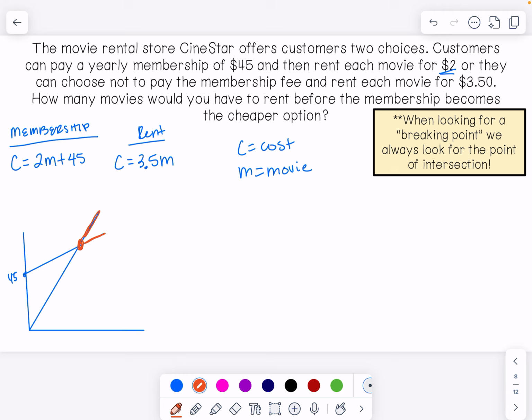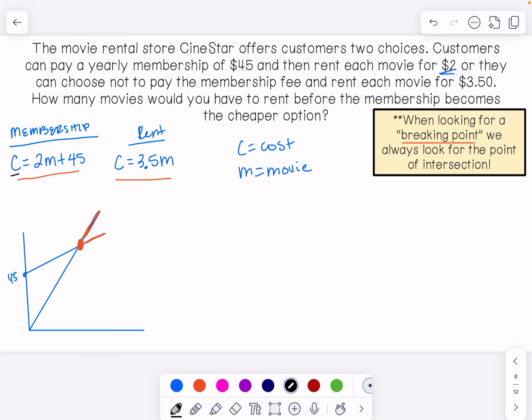Whenever you're given one of these problems that's saying, how many movies might you have to rent? Or, when does one option become the better option? What we're looking for is what I like to call the breaking point. And we do that by looking at this point of intersection. And we know that the point of intersection is just the solution to the system. So all we have to do is go about solving this system here. This is all of the setup for the actual application, and we can just solve the system.